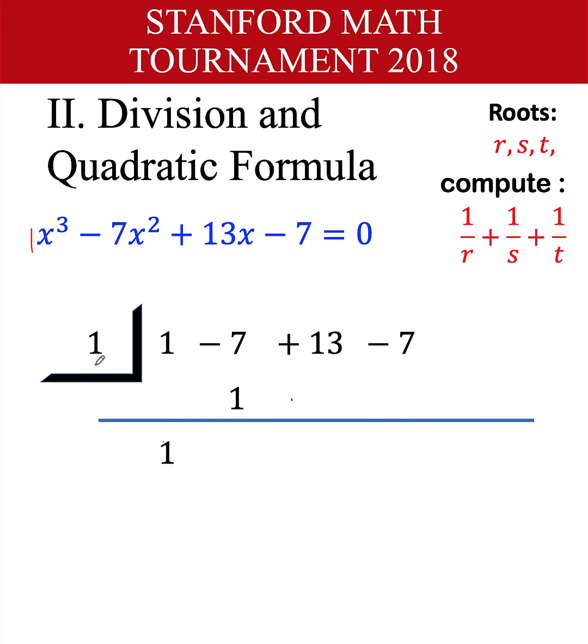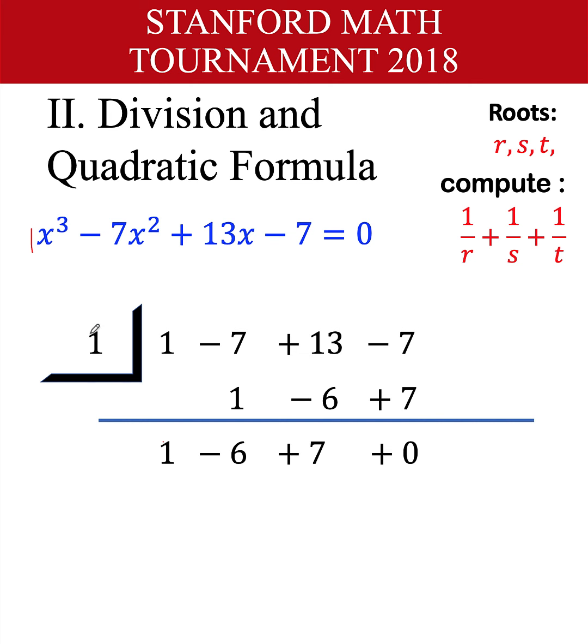1 times 1 is equal to 1, and put that here. Then add negative 7 plus 1 is equal to negative 6, and negative 6 times 1 is equal to negative 6. Then add positive 13 plus negative 6 equals 7. 7 times 1 is 7, and negative 7 plus 7 equals 0. So the remainder is 0, and this third row represents a depressed polynomial that is quadratic in form.